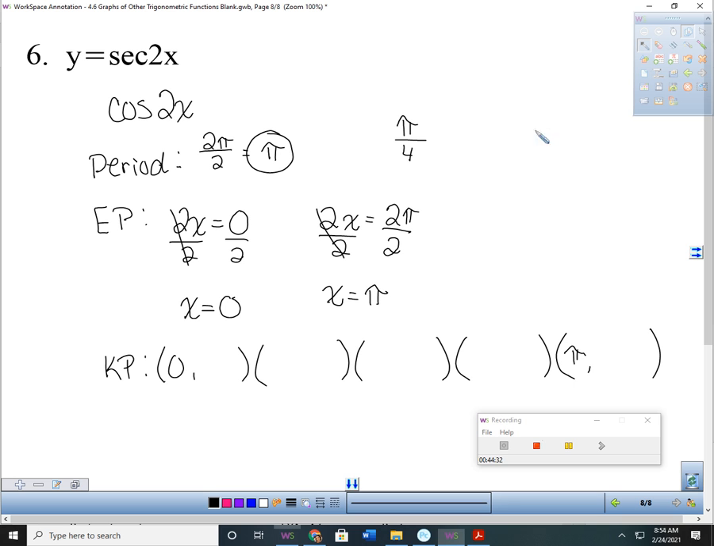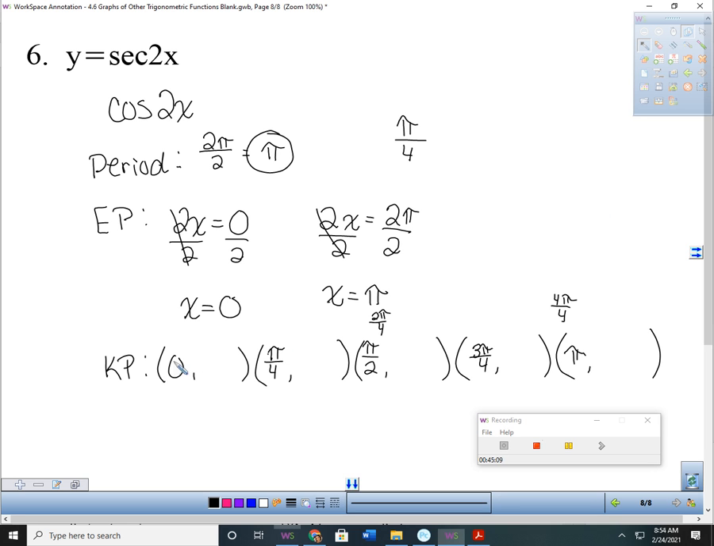So every time I'm going to add pi over 4, so 0 plus pi over 4 is pi over 4, plus pi over 4 is pi over 2, plus pi over 4 is 3 pi over 4, plus pi over 4 is pi. And remember, I like to write these with a common denominator. So the common denominator would be 4, correct? So if this is 1 pi over 4, this is 2 pi over 4, 3 pi over 4, and then this is 4 pi over 4. So I'm counting by pi over 4s when I graph this.